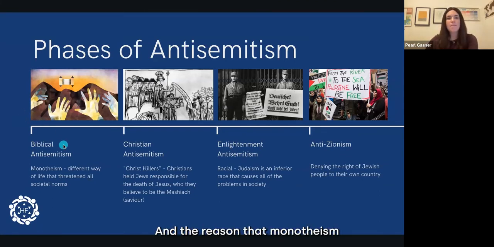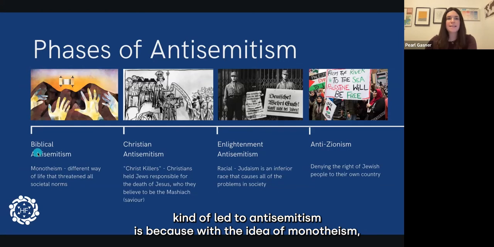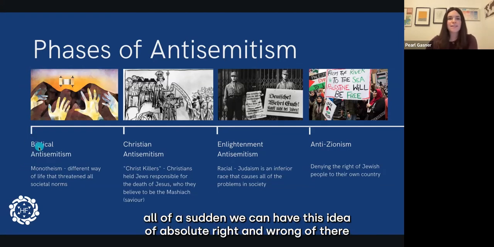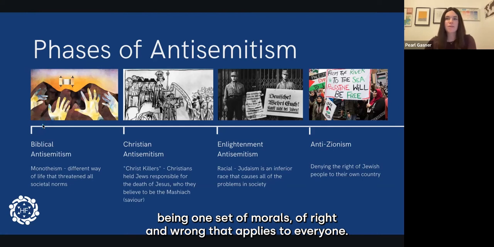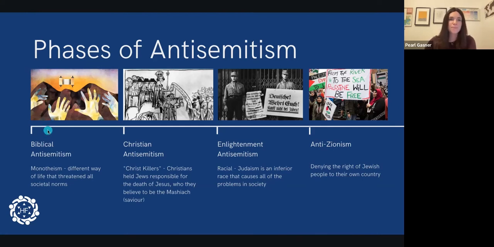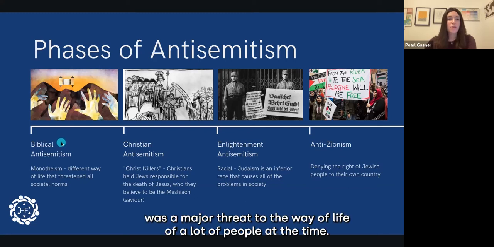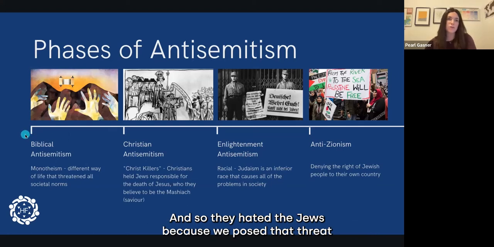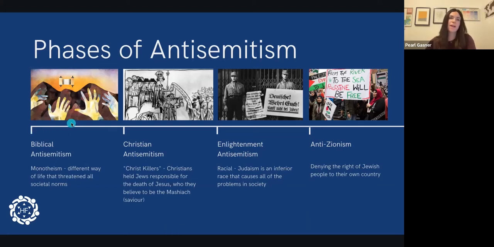And the reason that monotheism led to anti-Semitism is that with the idea of monotheism, all of a sudden, we can have the idea of absolute right and wrong, of one set of morals that applies to everyone. That was a major threat to the way of life of a lot of people at the time. And so they hated the Jews because we posed that threat to their societal norms.